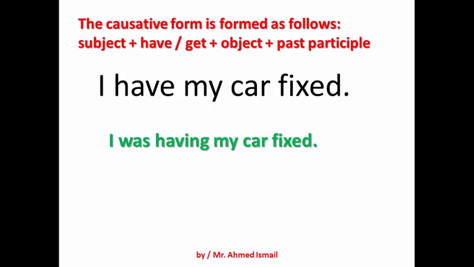If we compare between the two sentences, the first one is present simple, and the last one, I was having my car fixed, is past progressive. Yes, very good. The first is present simple, and the last is past continuous: was plus verb-ing, having. So we can conjugate the verb have or get to use it in different sentences.